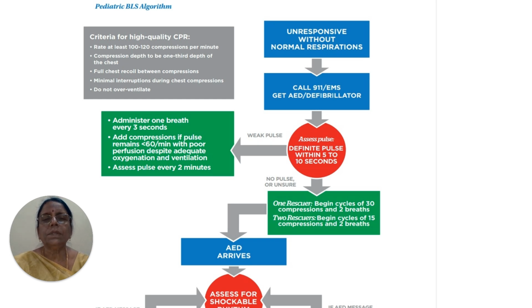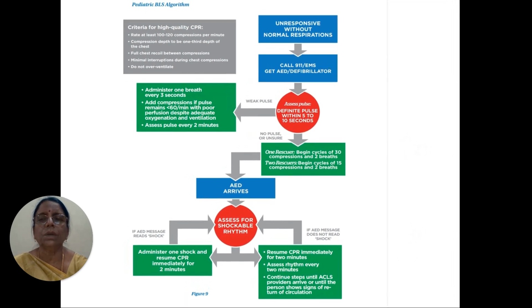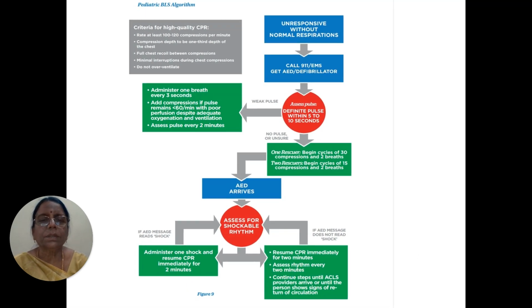If you are one rescuer, begin cycles of 30 compressions and 2 breaths. With 2 rescuers, begin cycles of 15 compressions and 2 breaths. If the AED arrives, assess for shockable rhythm. If it is a shockable rhythm, then administer one shock and resume CPR immediately for 2 minutes. If the AED message does not advise a shock, then resume CPR immediately for 2 minutes. Assess rhythm every 2 minutes. Continue these steps until ACLS providers arrive or until the person shows signs of return of circulation.